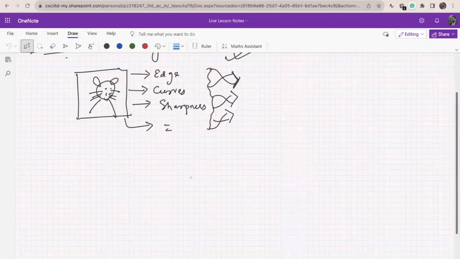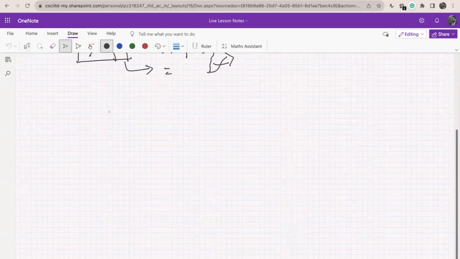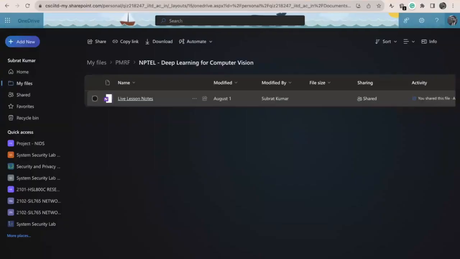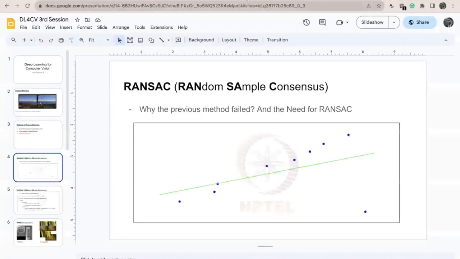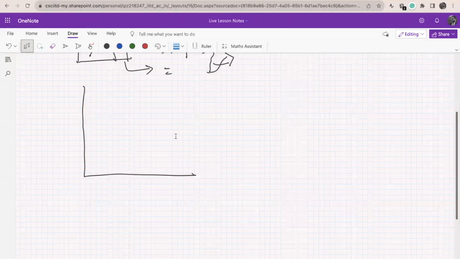So the way the RANSAC algorithm works is that, let's say this is the plot that we're making. Let's say this is the plot of the points that are matched from image number one to image number two.